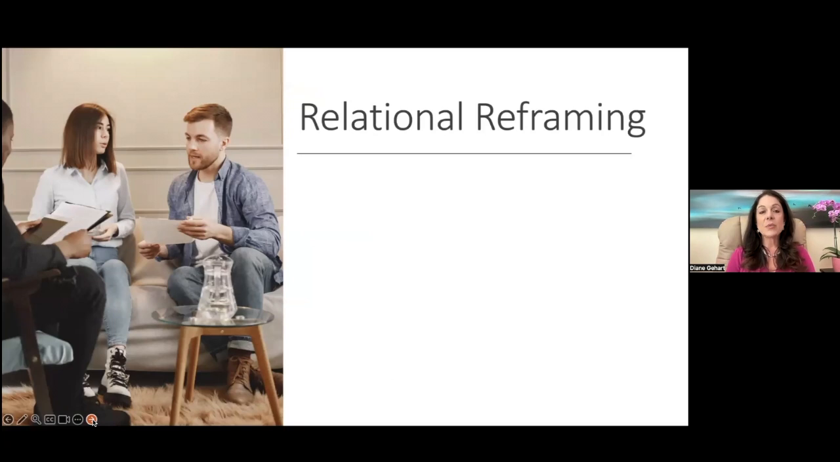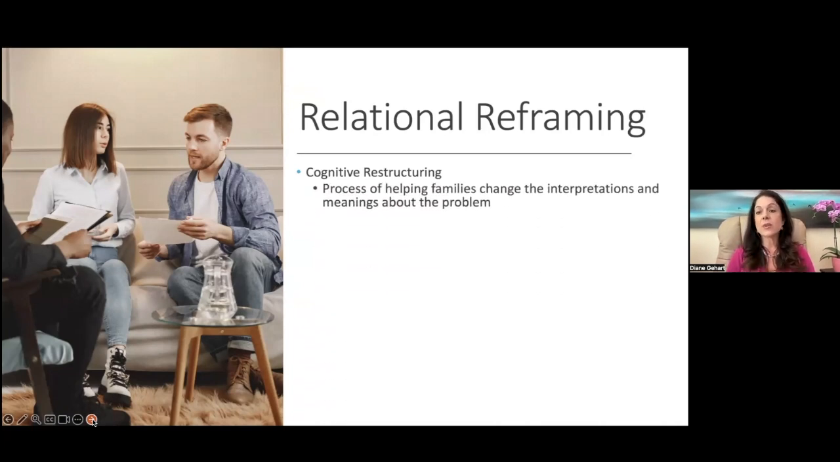So relational reframing. This is a very classic family therapy intervention. You'll see this in many of the family therapy approaches, but it's a form of cognitive restructuring in terms of helping the families change their interpretations and meanings around the problem. So rather than seeing all those parents' harsh rules, to see it as a way that they're trying to protect their child. Maybe it is a dangerous neighborhood, and so the parent has these rules as their way of trying to protect.